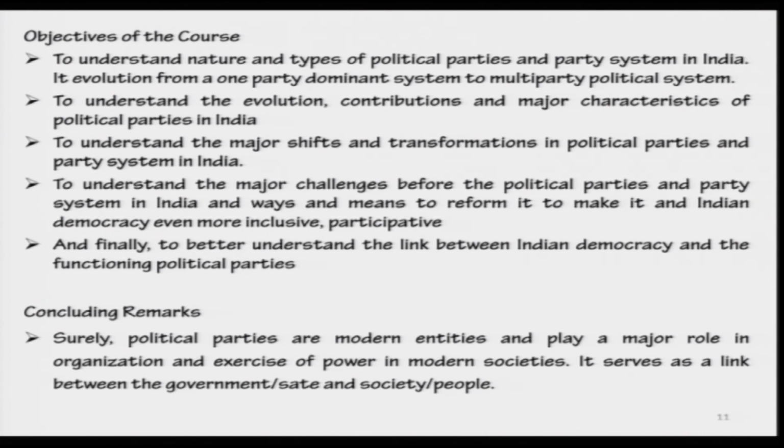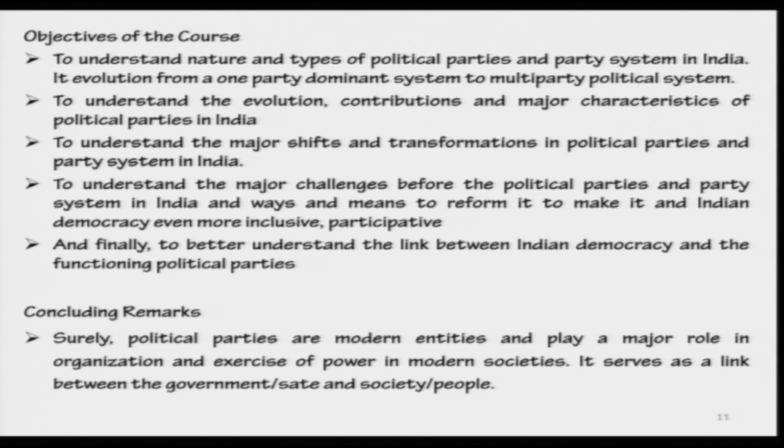Then other objectives are to understand the major challenges before the political parties and the ways and means to reform them, to make Indian democracy even more inclusive, accommodative and participative. And finally, the main objective is to understand the link between Indian democracy and the functioning of political parties in India. So, one can also understand Indian democracy by understanding or analyzing the role and functioning of political parties.